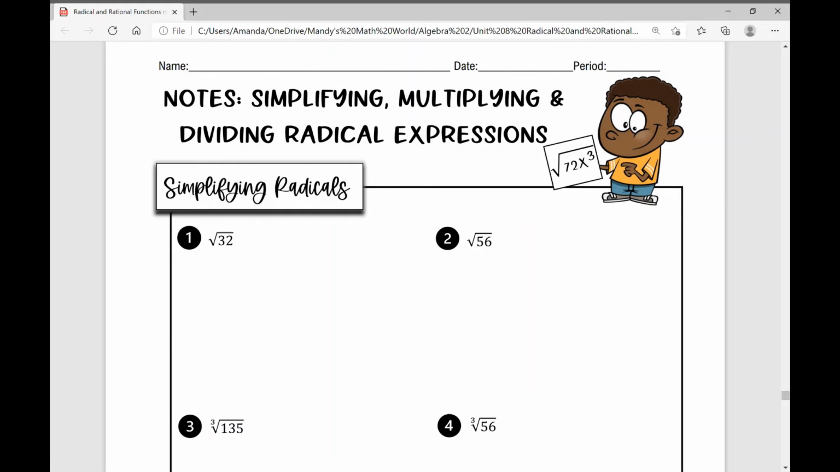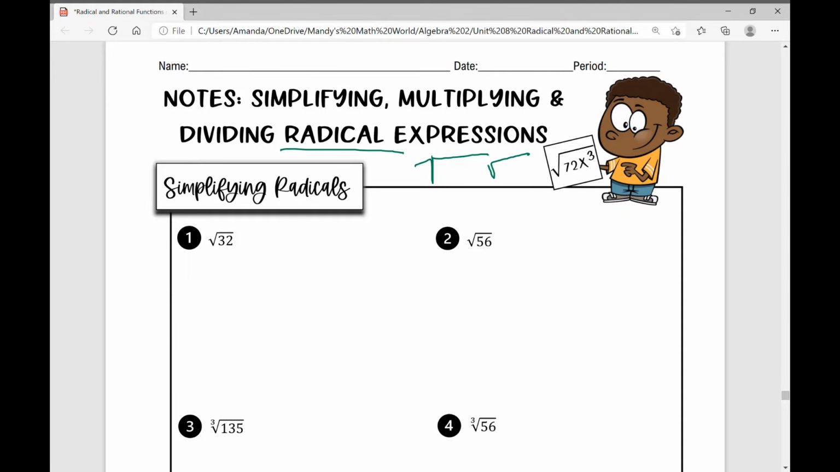Today we're going to talk about simplifying, multiplying, and dividing radical expressions. These are expressions that involve a radical symbol, or you might see it look like that. The first thing we're going to do is simplify radicals, or non-perfect square or cube roots.